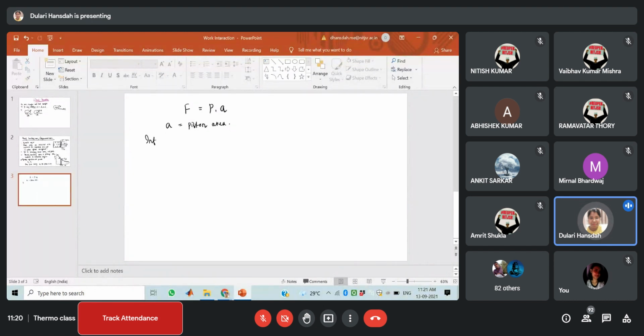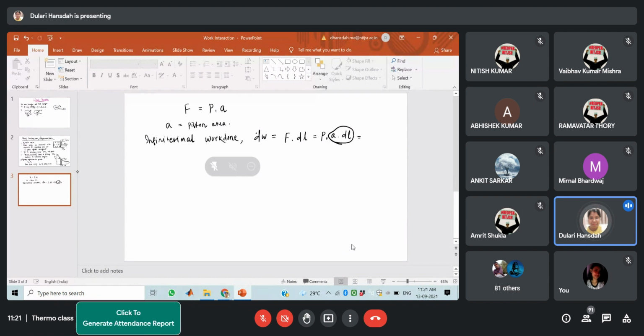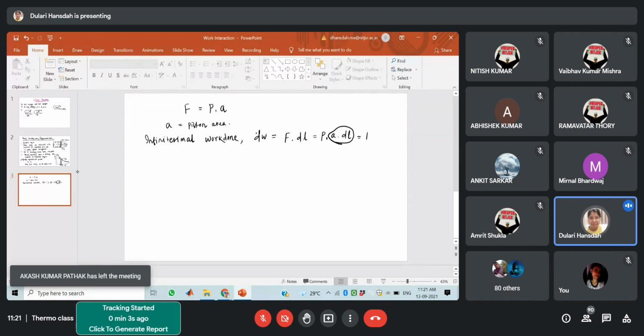So in this case, we can write that the infinitesimal work done is dW. But actually it is an inexact differential, later on I will discuss. So dW is your F into dL. So F is how much? F is your P into A, so dW is P into A into dL. Here A into dL means it is your dV, that is your small volume change. So we can write P dV. Okay. So dW is equal to P dV, where dV is your A into dL.